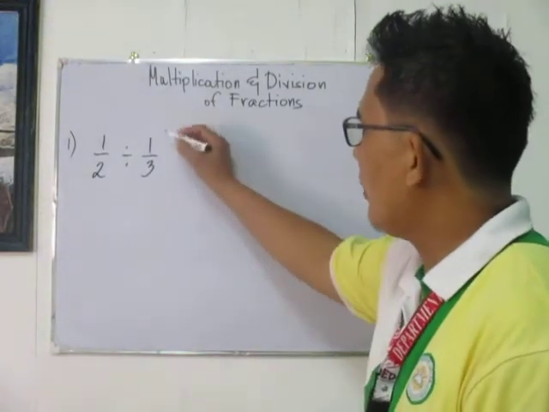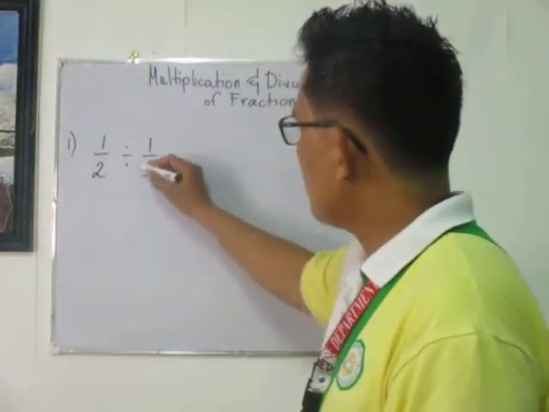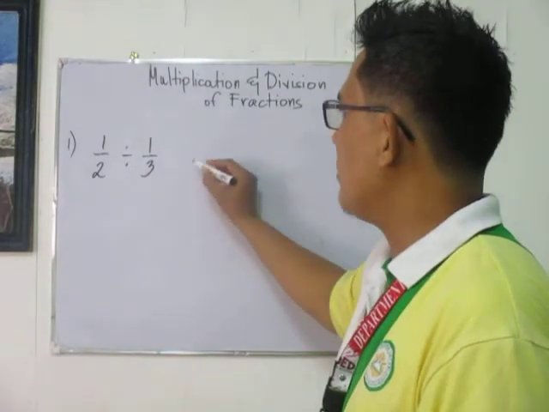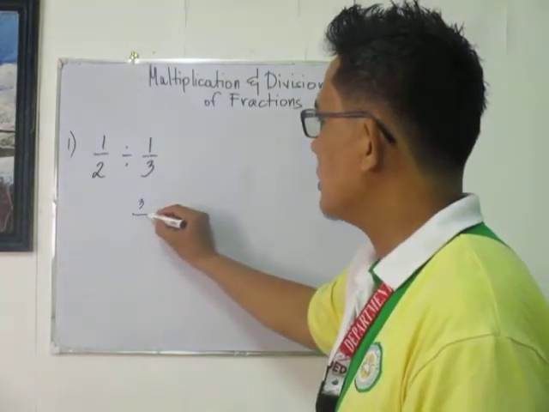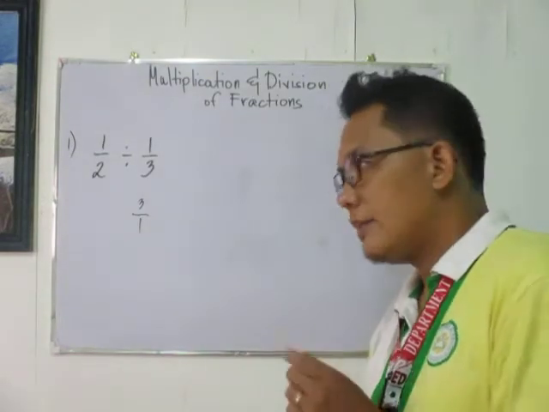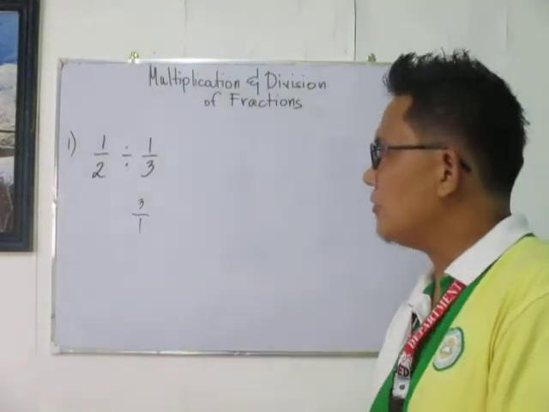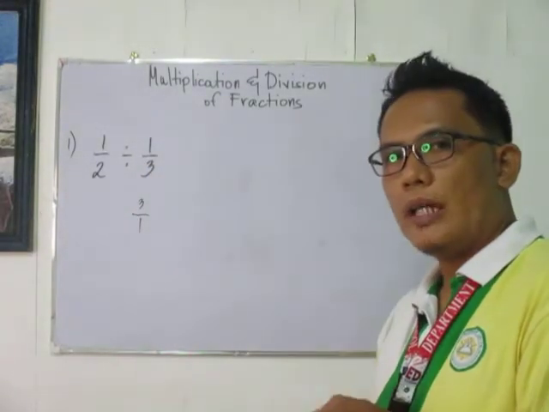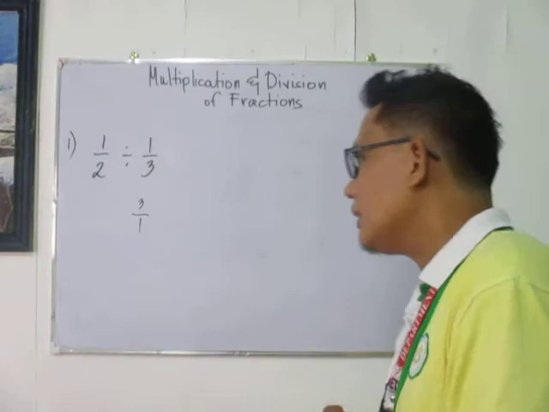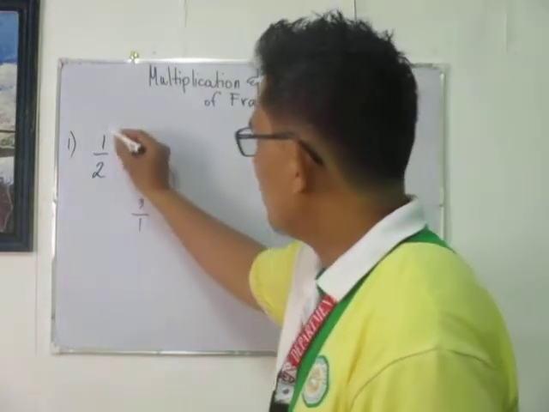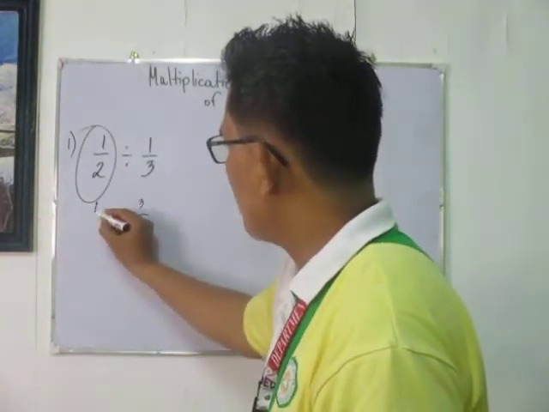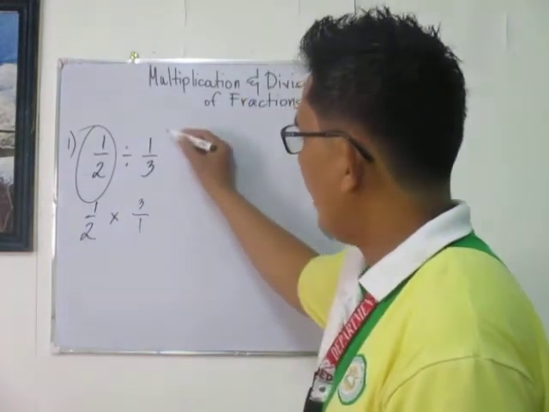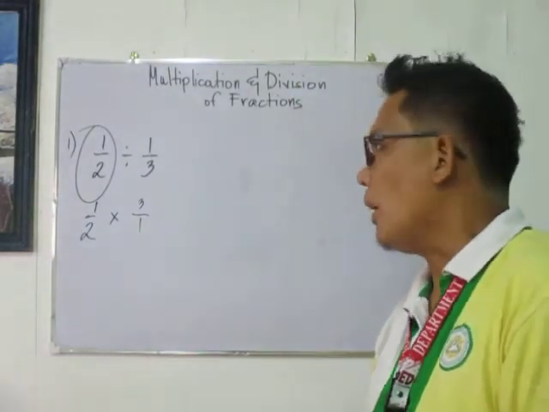So say for example, if we have 1/3 here, we reciprocate this fraction 1/3, and the reciprocal of 1/3 becomes 3/1. Then, once you have solved for the reciprocal of your divisor, since 1/3 is our divisor, what we're going to do next is proceed to multiplication. So with 1/2, we just copy your 1/2, and division becomes multiplication after finding the reciprocal of our divisor, 1/3.